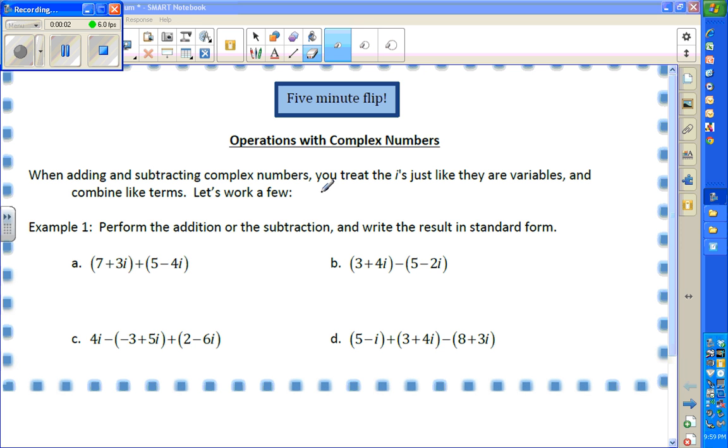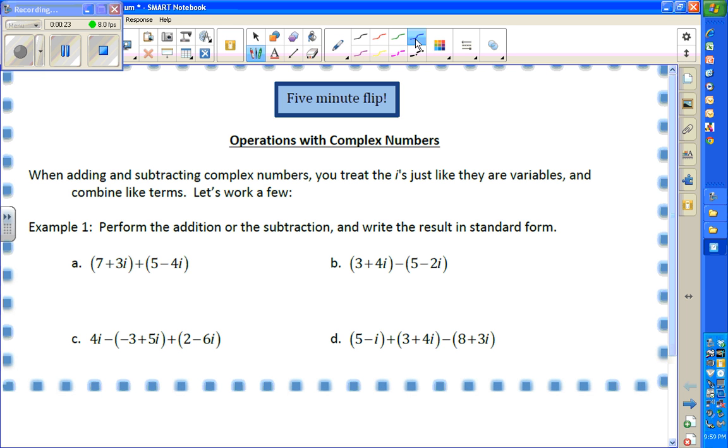Hello, we're going to spend a few minutes adding and subtracting complex numbers. These are the numbers that have the i in them that represents an imaginary component. And we are going to treat the i just like we would with any variable when we do the math. Now, I like to think of this in terms of my regular algebra that I do.